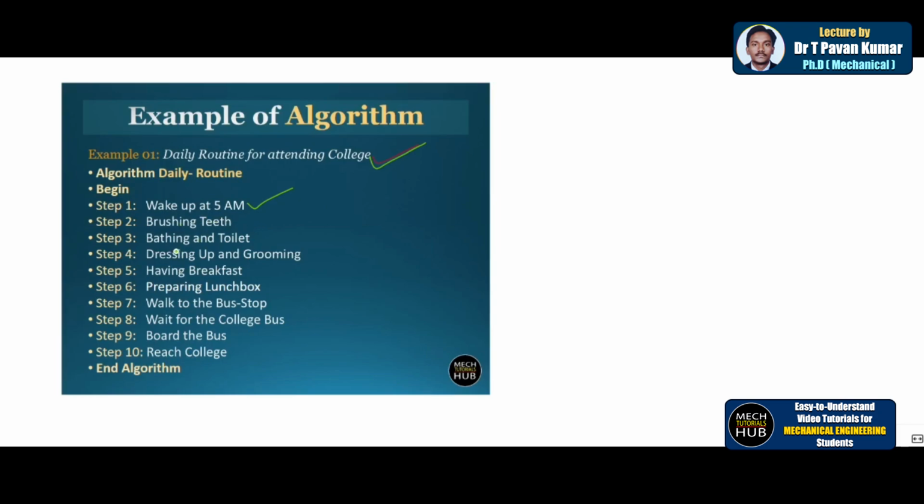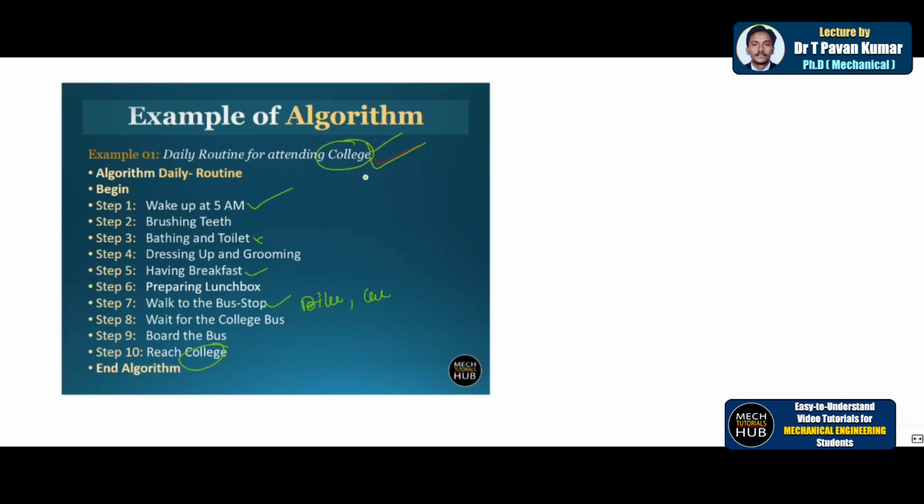Brushing teeth or cleaning themselves, dressing up. Some may avoid this point and directly go to this particular point. Having breakfast. Ultimate aim is what? Attending the college. That has to be fulfilled properly. They may go by bus, by bike, or by car. These are different modes of travel. That is not an issue. The issue is this one.